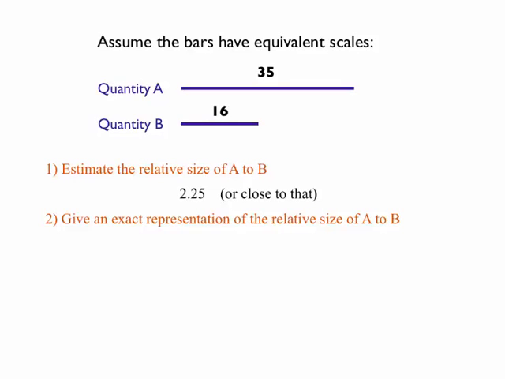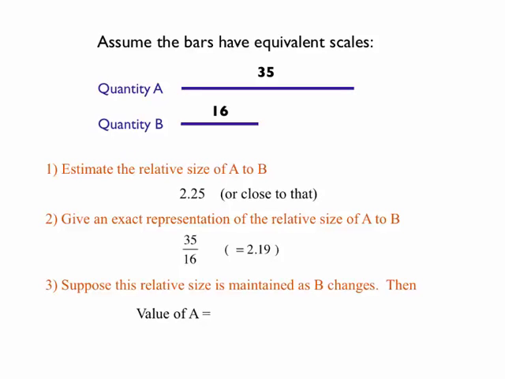An exact representation of the size of A relative to B. Easy: 35 over 16. Okay? 35 over 16 will give us 2.19. So that's the size of A measured in the units of B, or relative to the size of B. Your relative size is a quotient.